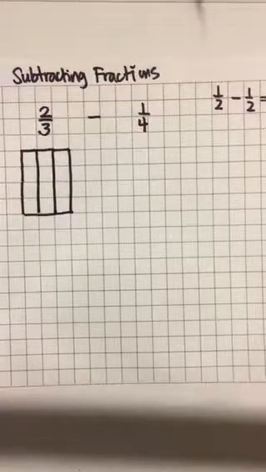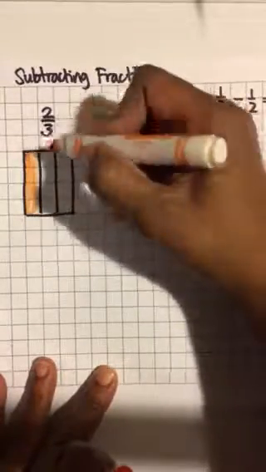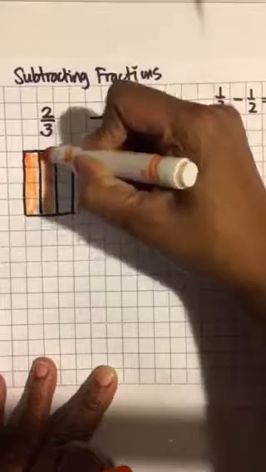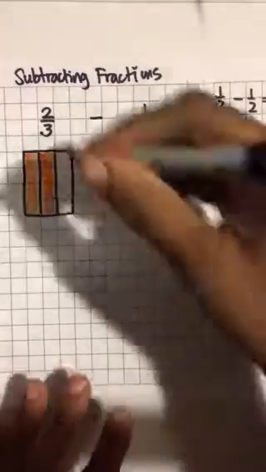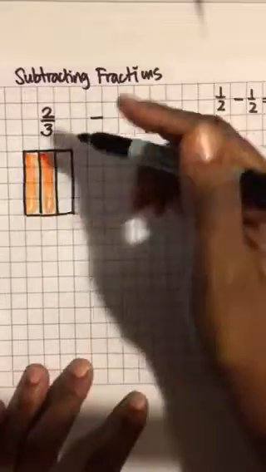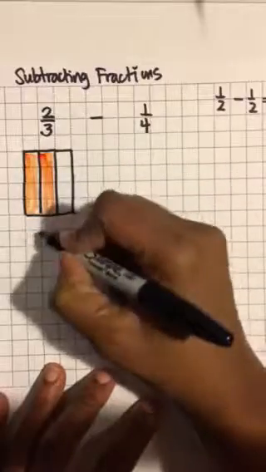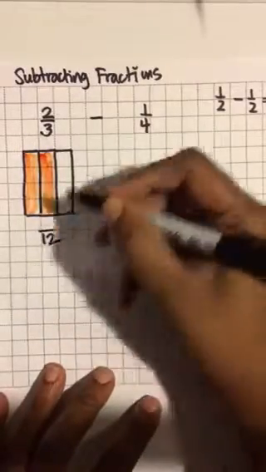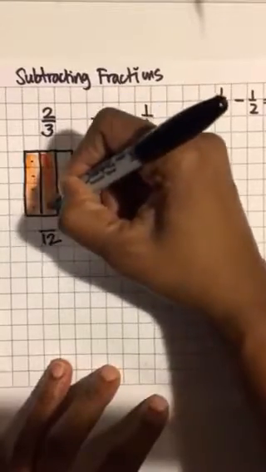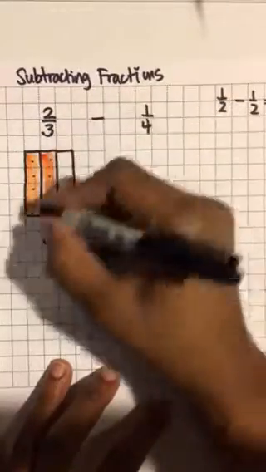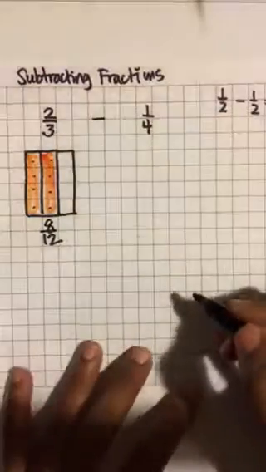Now I need to shade 2/3. Here's 1/3, 2/3. Now to find the equivalent fraction that I've just modeled, I need to determine my whole. 4, 8, 12. And then I need to count the individual pieces. 1, 2, 3, 4, 5, 6, 7, 8. Which means that 2/3 is equivalent to 8/12.